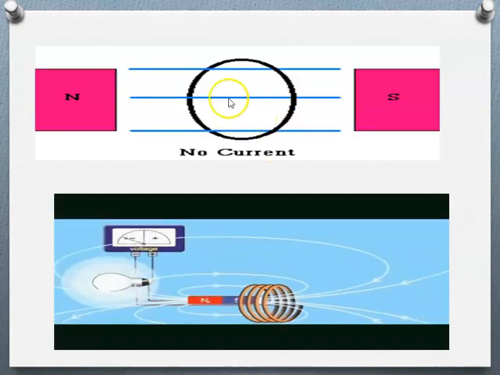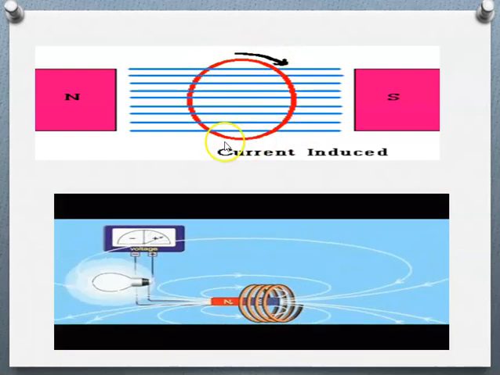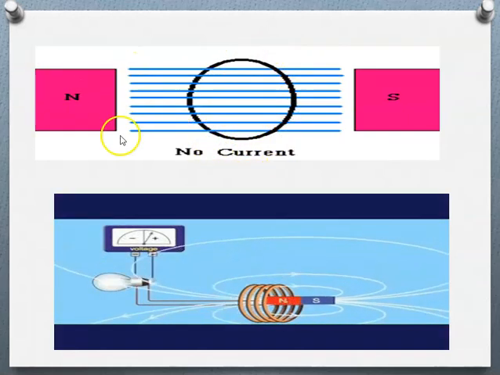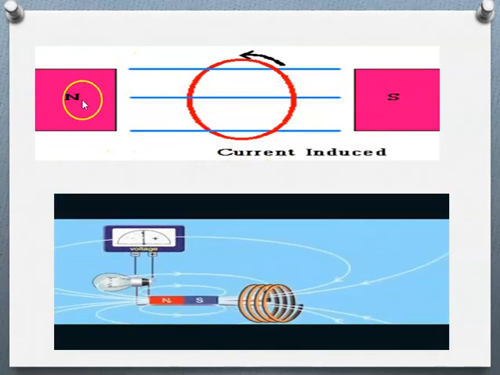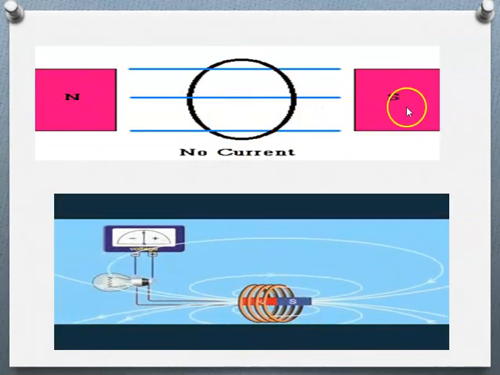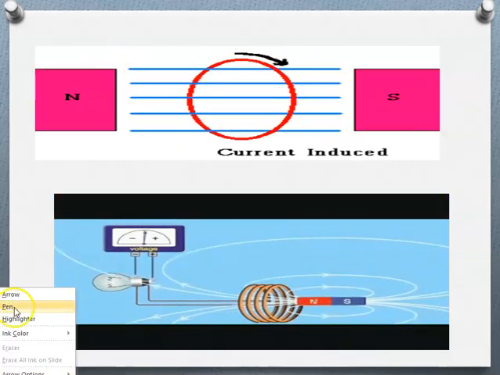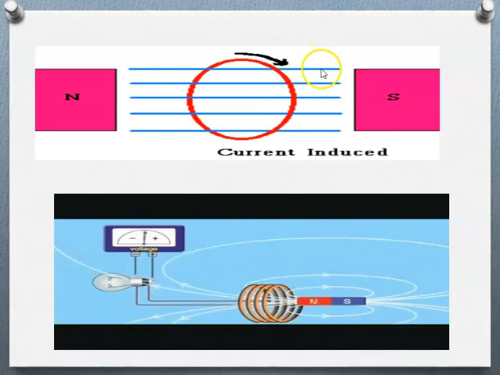Here, the first figure indicates that this red one is the circular coil, which is placed in this magnetic field, where here is a north pole and this is a south pole. So the direction of the magnetic field is in this way, from north to south pole.